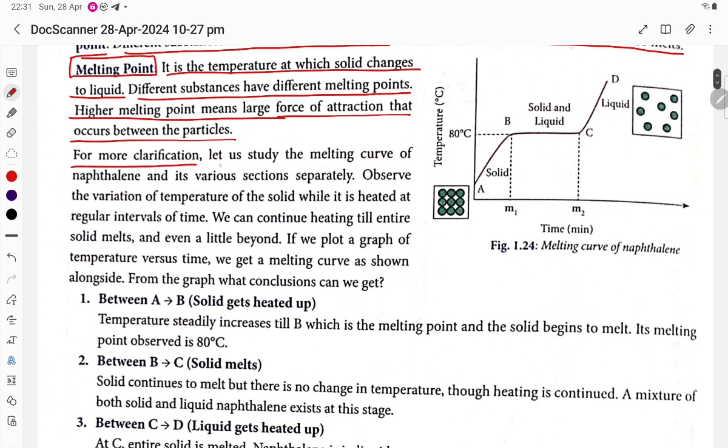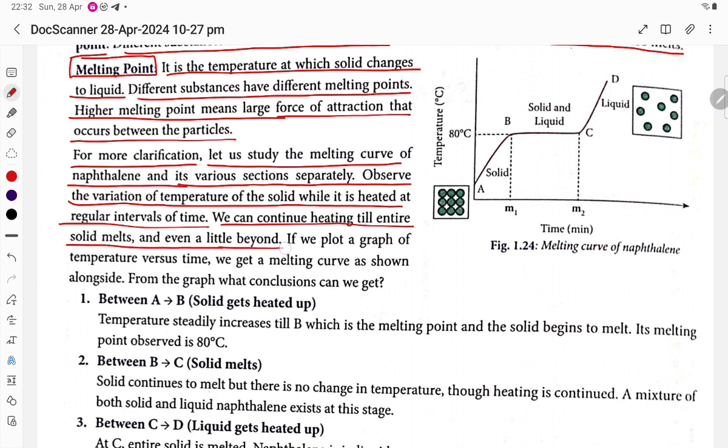For more clarification, let us study the melting point of naphthalene and its various sections separately. Observe the variation of temperature of the solid while it is heated at regular intervals of time. We can continue heating till the entire solid melts and even a little beyond. If we plot a graph of temperature versus time, we get a melting curve as shown alongside.